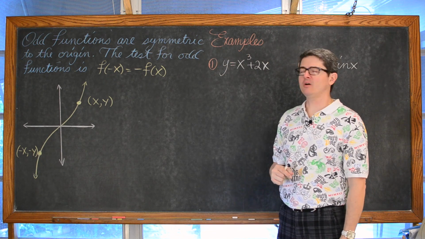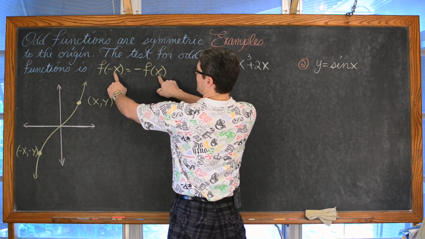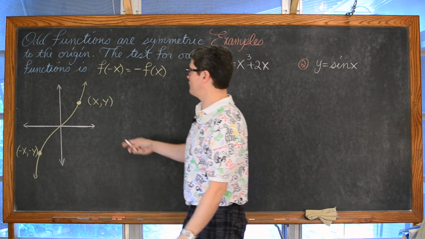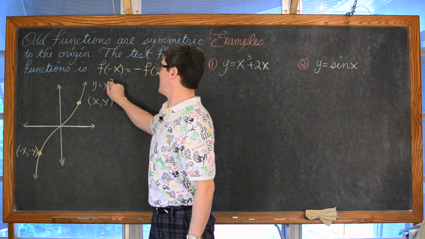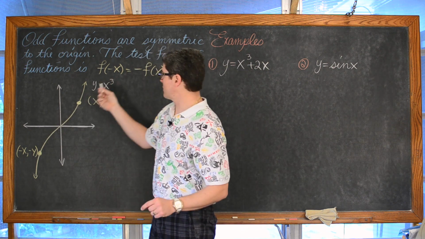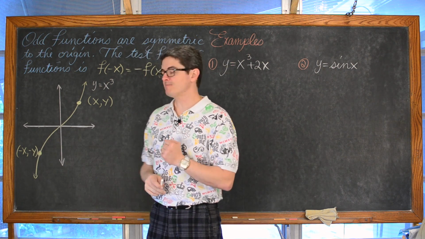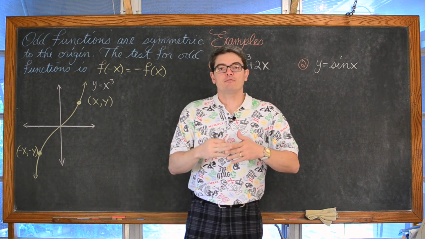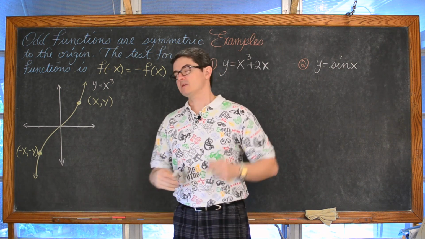Odd functions. Well, they are symmetric to the origin. And the test for odd functions is that when you plug in opposite values, you get the opposite answer. So we have an equation here, we have a graph, and let's just say that's the equation of y is equal to x cubed. Well, if you put in negative 2 to the third power, negative 2 times negative 2 is positive 4, times negative 2 is negative 8. And if you plug in positive 2, 2 times 2 is 4, times 2 is 8. So I've plugged in two opposite numbers, negative 2 and positive 2, and got out opposite answers.